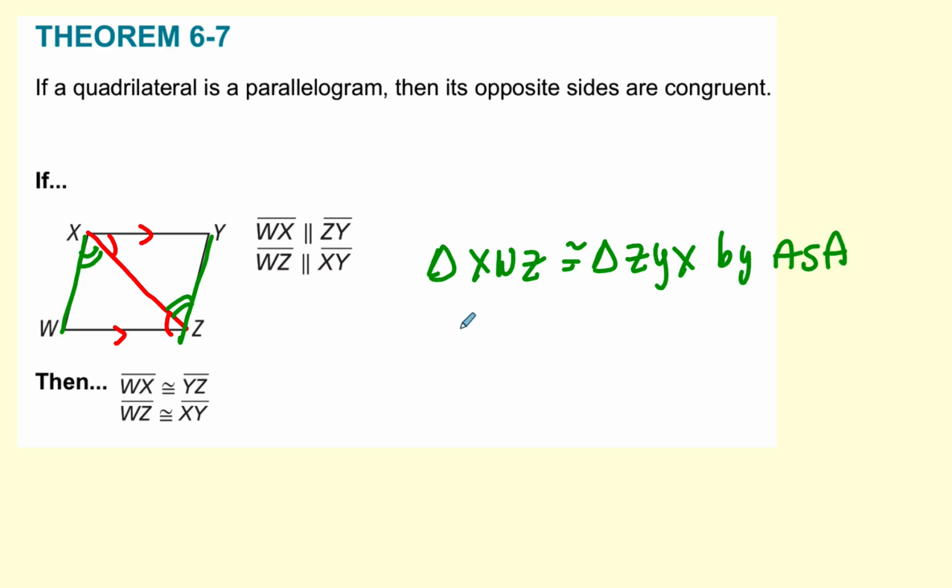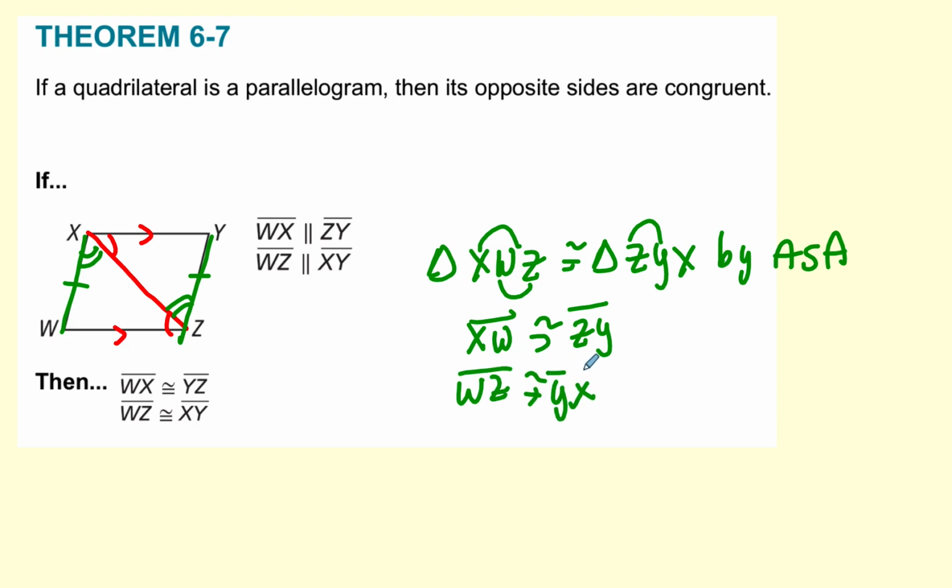Now once those triangles are congruent, we can say XW, that's this one right here, XW will be congruent to ZY. And that means we can say this is congruent to this. And we can also say WZ is congruent to YX. And these are all by corresponding parts of congruent triangles are congruent. We'll be able to say that this is congruent to this. So when you have a parallelogram, opposite sides are congruent.